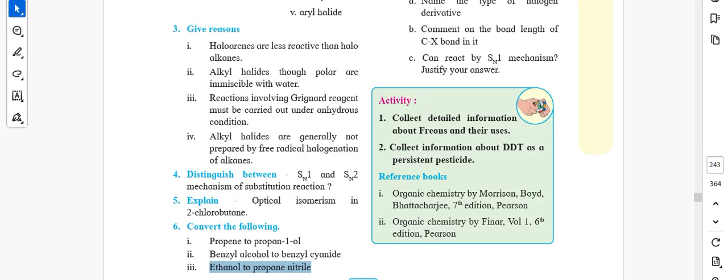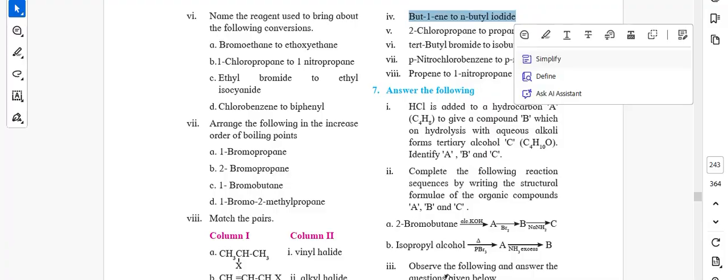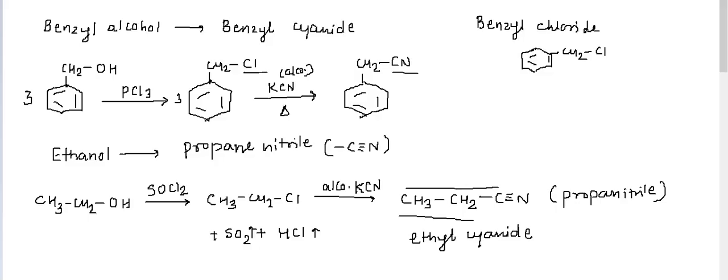Now let's see what the next problem is. The next conversion, the fourth one, is but-1-ene to n-butyl iodide. Let's write it down. But-1-ene to n-butyl iodide.